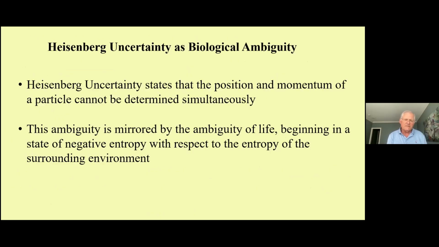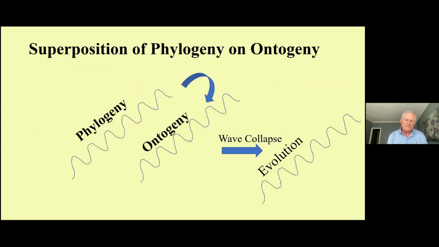Next slide. So Heisenberg versus biological ambiguity. Heisenberg uncertainty states that the position and momentum of a particle cannot be determined simultaneously. And that kind of ambiguity is mirrored in the ambiguity of life, beginning in a state of negative entropy with respect to the entropy of the surrounding environment.